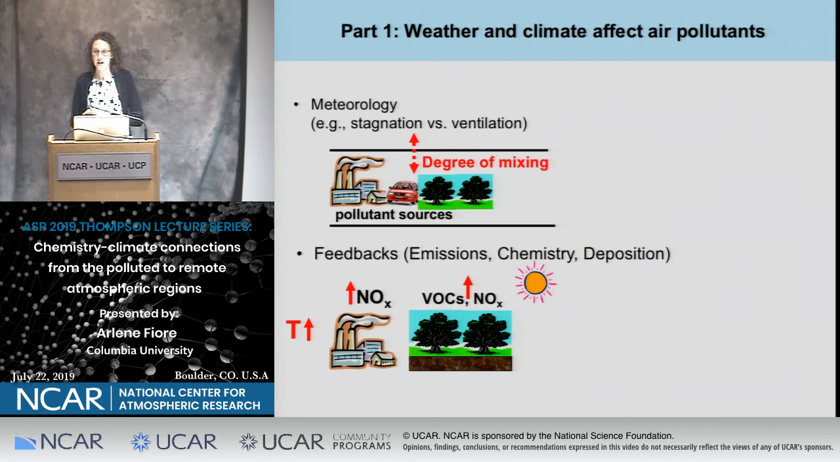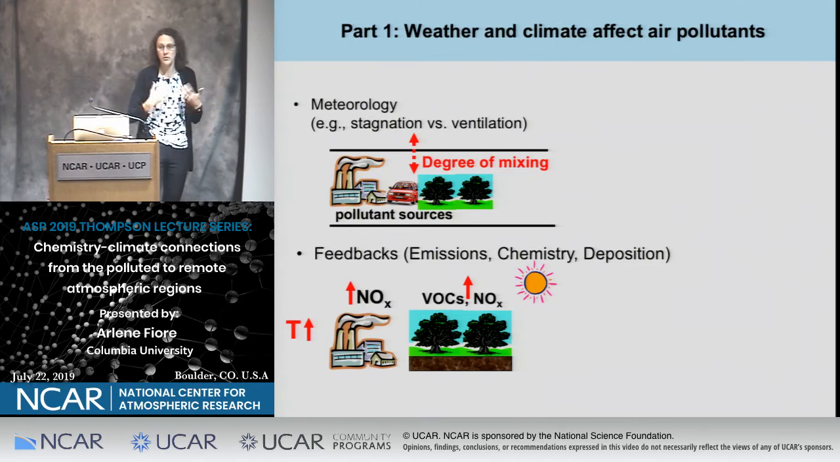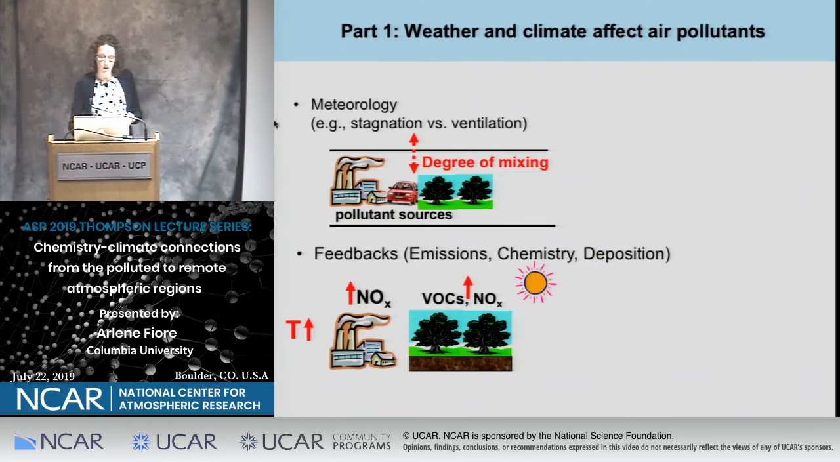The first are changes in emissions. These are emissions of air pollutants or precursors to air pollution that are strongly sensitive to meteorology and thus potentially changes in climate. One of the neat things that I enjoy about air pollution and atmospheric chemistry is that we have a lot of different sources that we have to think about. There are both anthropogenic and natural sources.